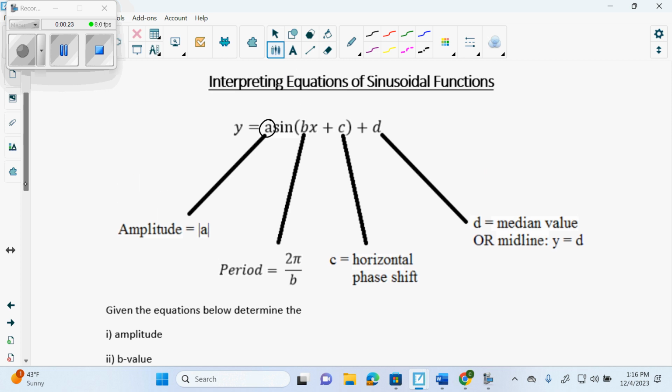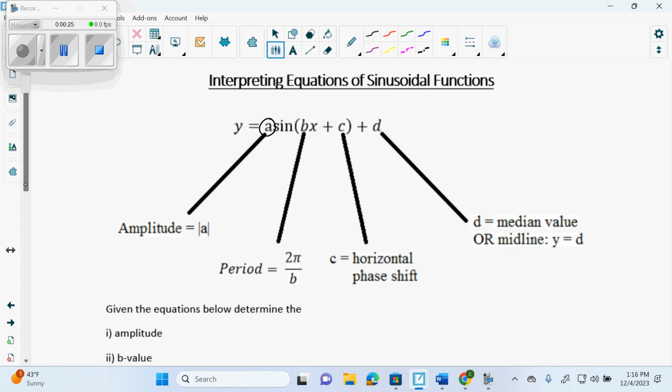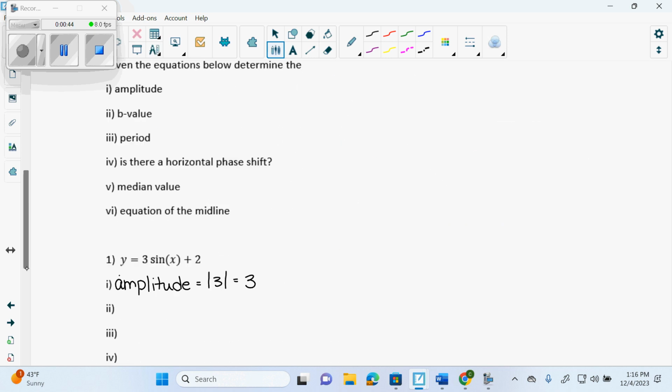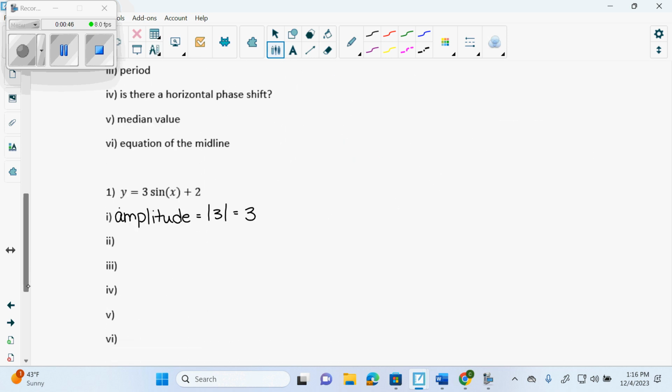Now, the D is your midline. The D is your median value, so if it's like 7, that would be the median value. And your midline is y equals D. So you know how much work we had to do to get our amplitude? Well, it's just the A of the equation. And the work we had to do for our midline, it's just the D. So we went through and we did the amplitude was 3.